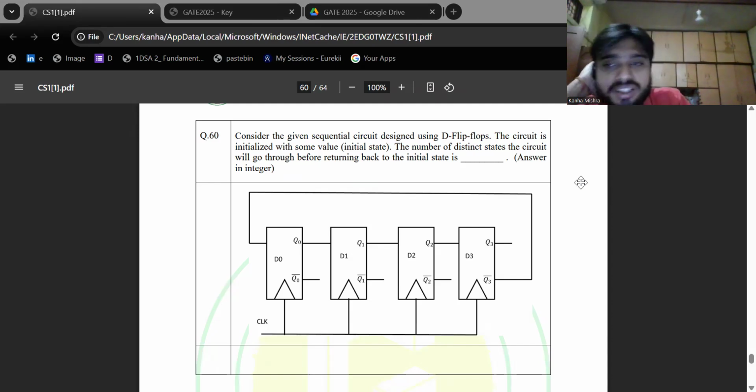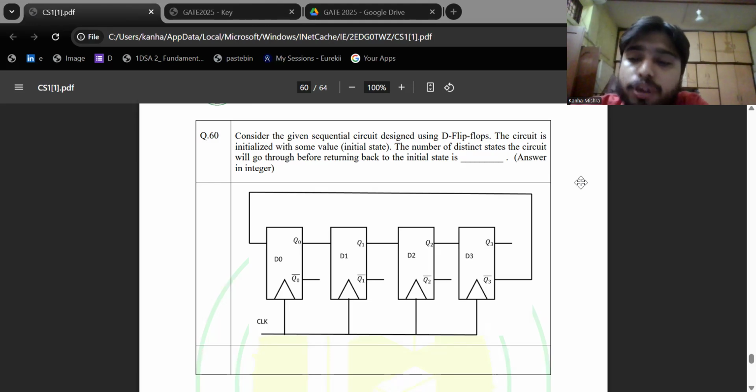So we are given this sequential circuit using D flip-flops. Let's first understand the prerequisites and then try to solve it. That will be a good idea. So let's understand the basics first, starting with D flip-flop basics.